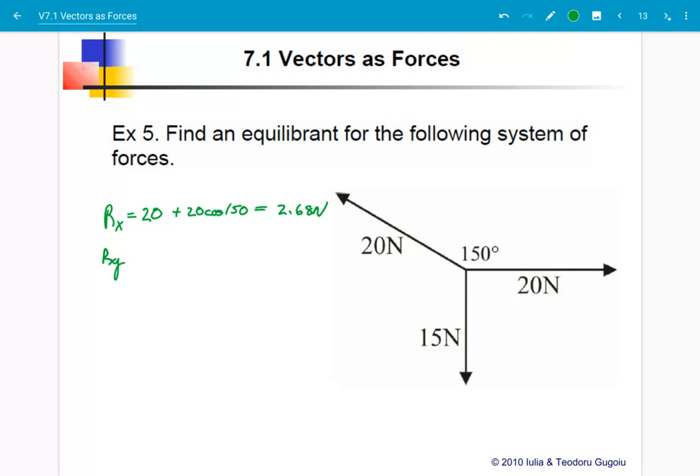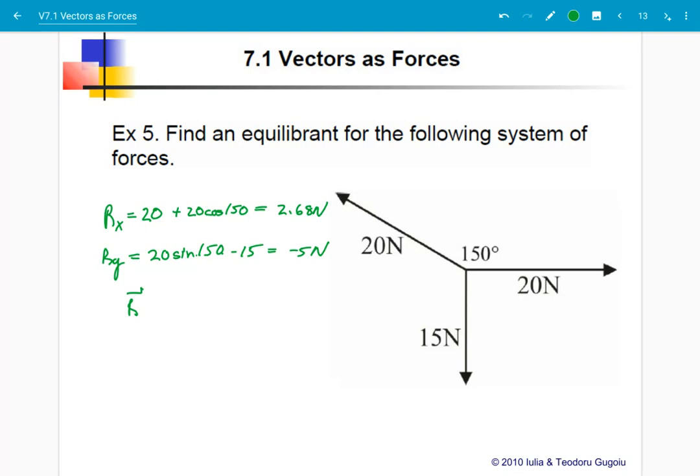The y components, okay, the 20 newtons going to the right has no y component. So we have 20 sine of 150. Again, I could use the sine of 30. That would be fine. And minus the 15. Again, I could use 15 sine of 270. The sine of 270 is negative 1, so I'd end up with negative 15. This is negative 5 newtons.